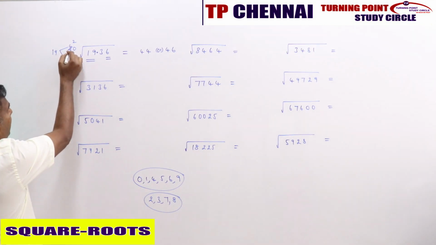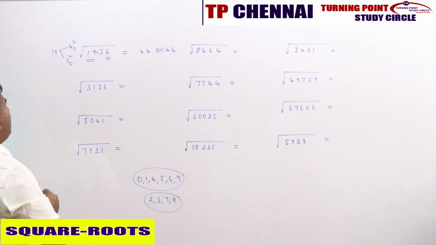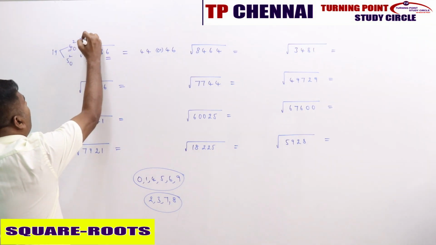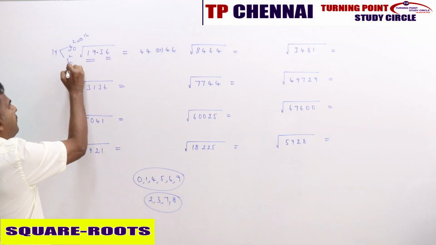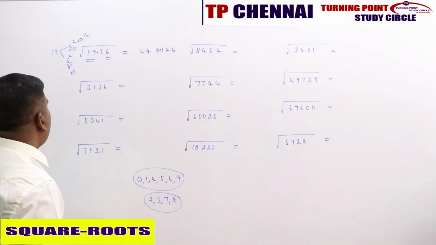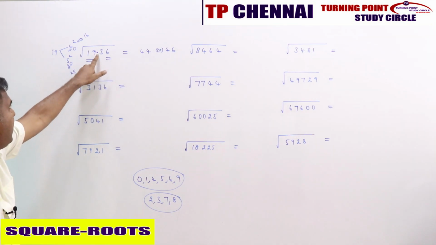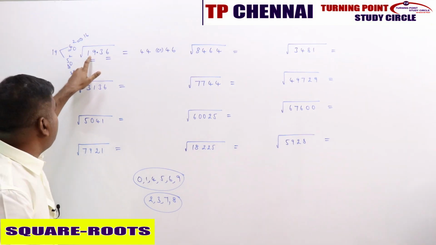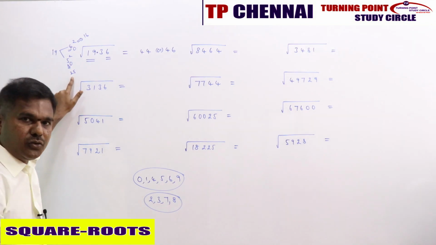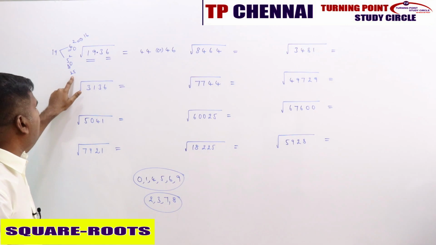So 19 is lying between 4 and 5 squares. The meaning is the square root will be between 40 and 50. Now take the value of 4 square. What is the value of 4 square? 16. What is the value of 5 square? 25. After putting a dot, what is left over? 19. Check whether this 19 is nearby 16 or nearby 25.